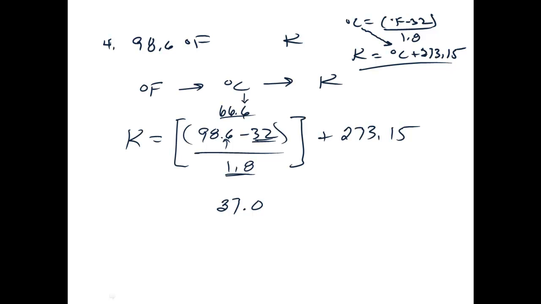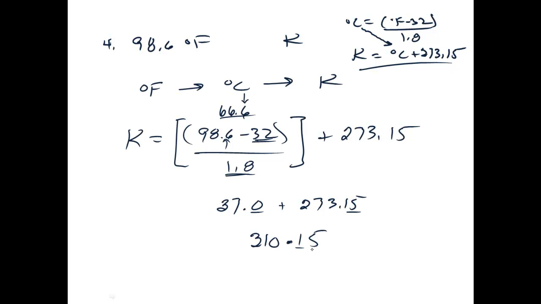All right, so we're going to add to that 273.15. All right, so let's do that. This number is known to the tenths, this number is known to the hundredths. When we add these two numbers together, we get 310.15. Since the less precise number is known to the tenths place, we can report our final answer to the tenths place.